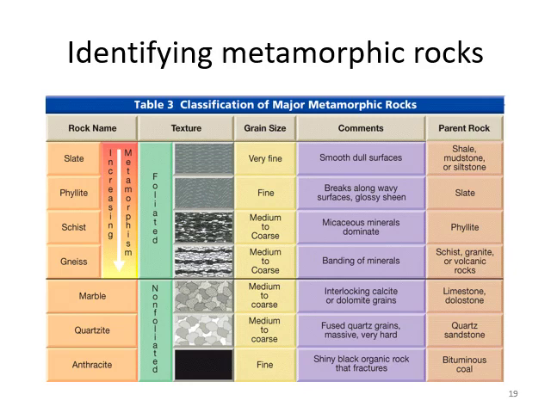Among the foliated metamorphic rocks, we have slate, phyllite, schist and gneiss, ranging from very fine grained size to the medium to coarse grained size. In the non-foliated metamorphic rocks, we have marble, quartzite, and anthracite. Marble is having medium to coarse grained, while quartzite have medium to coarse sized grain particles. Anthracite is having a fine sized grains.